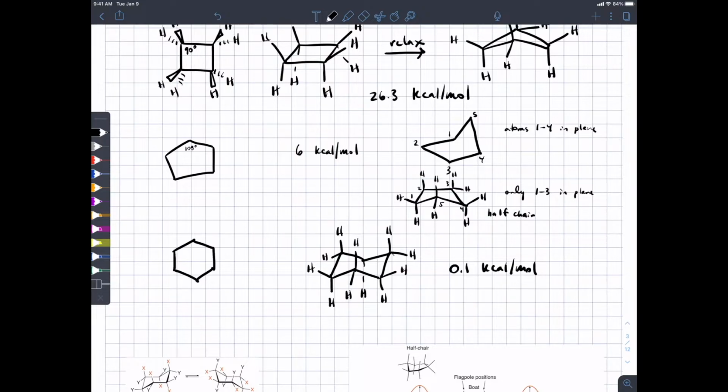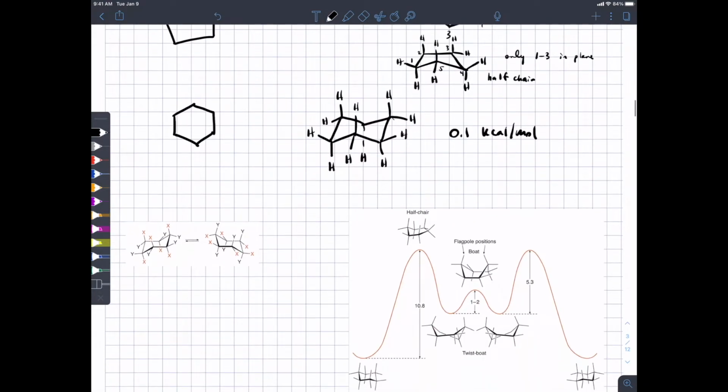Feel pretty comfortable on chairs? Do we need to say anything about that? Pretty good. They're just for your edification.